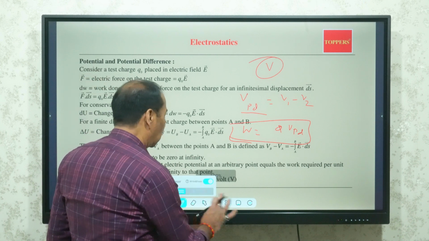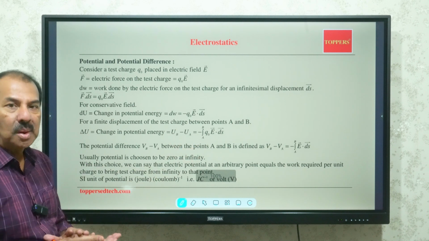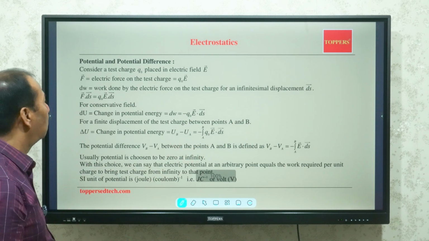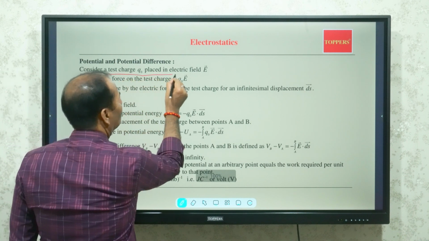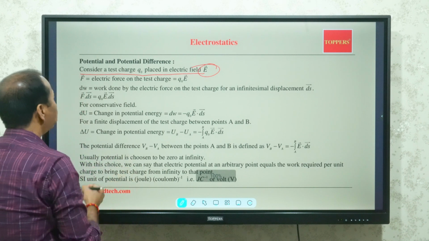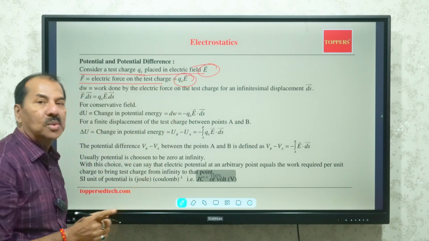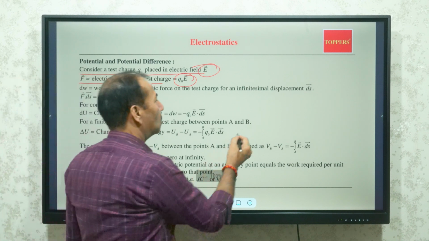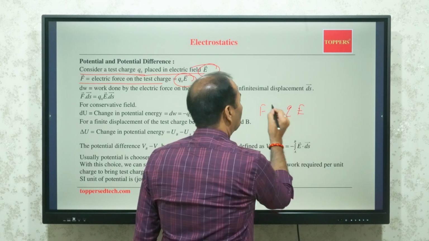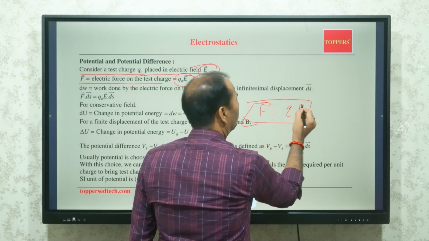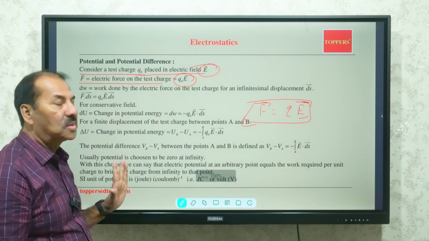Now if we try to understand it in a more elaborate manner using some calculus representation, you can consider a test charge Q naught placed in an electric field E. Then the force experienced by this Q naught will be F is equal to QE. This we have already discussed. Force F is equal to Q into E, where this is the force and this is the electric field strength. So that gives us Q naught into E.